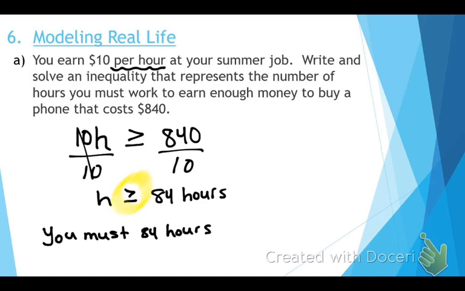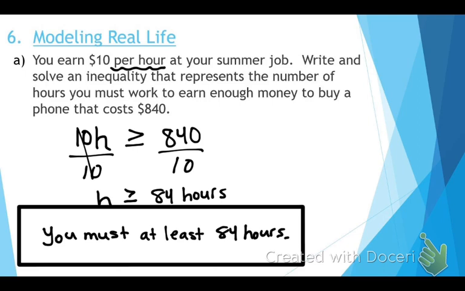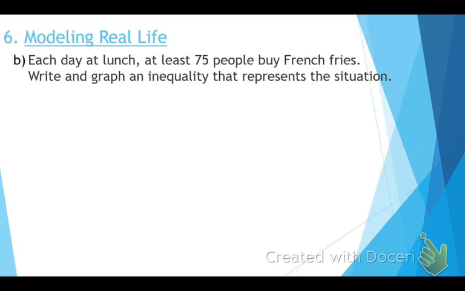Okay, here's what I want to say. This symbol right here doesn't say equals. That's it. Just equals 84 hours. So as Nehemiah just said, it is not that you must work 84 hours. You must work at least 84 hours. That's what that symbol tells me. Okay, so you've got to be able to interpret what that inequality means. The inequality means that you must work at least 84 hours in order to purchase that phone.